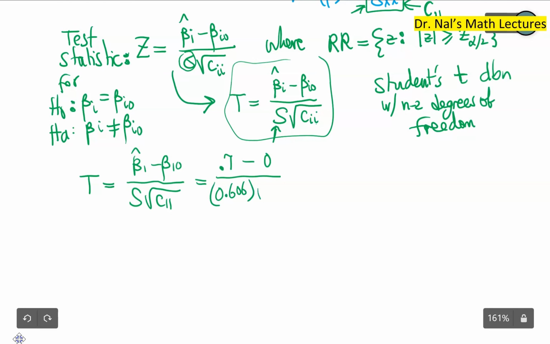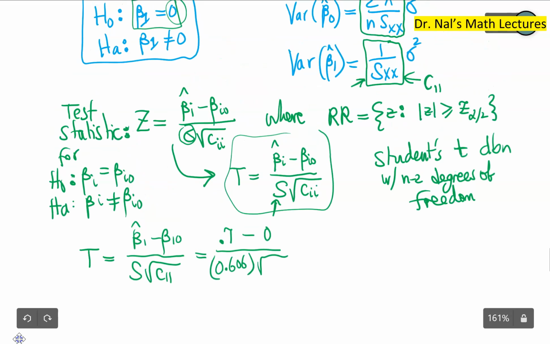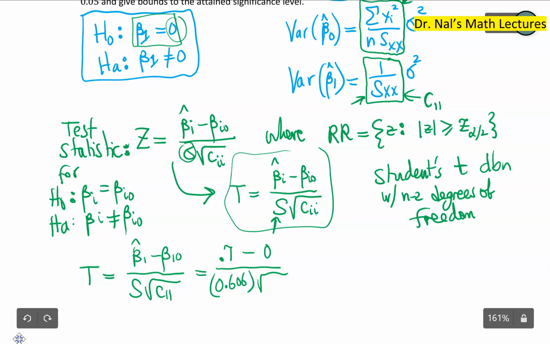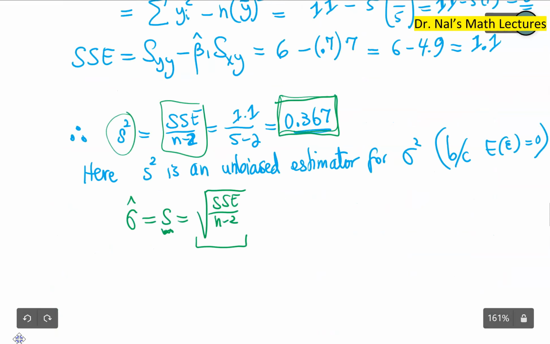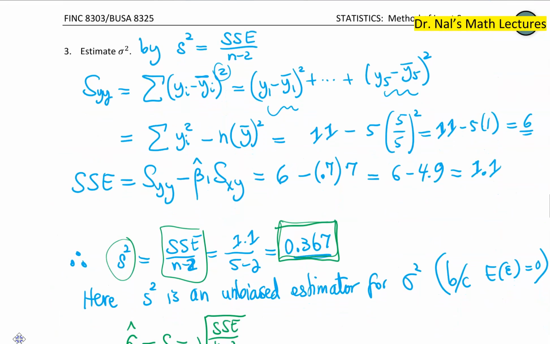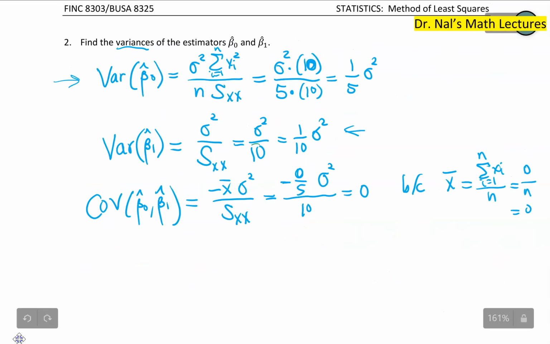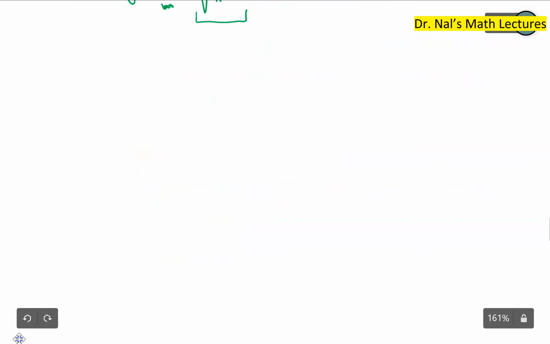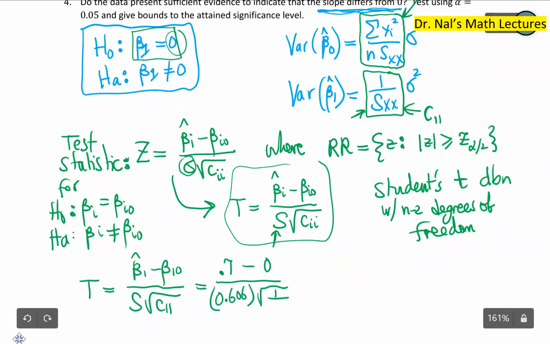0.606 times the square root of C11, which is 1 over that SXX business. But what was SXX? I think we did it even earlier than that. Yes, it came out as a 10. So let's go all the way down. That one is 1 over 10 inside the square root. If you calculate all this, I think it comes out as 3.65.